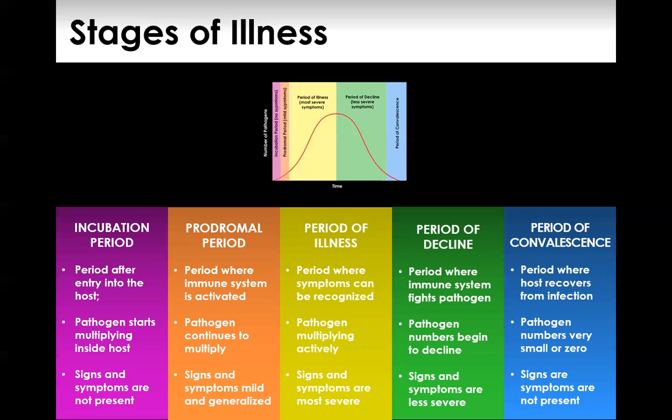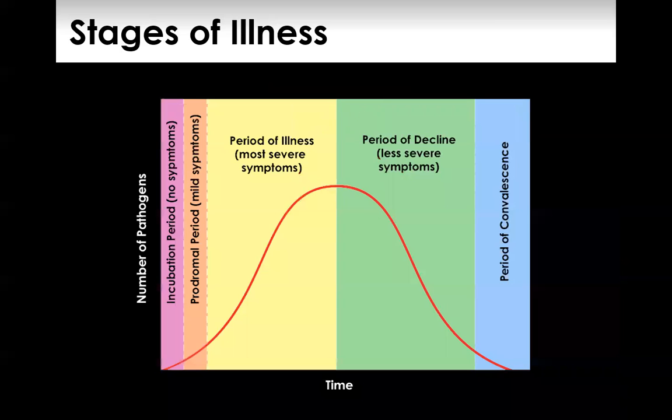Now, during the period of convalescence, this is when the host, our patient, has recovered from the infection. So the pathogen is almost eliminated from the body, and the patient's like, okay, I feel like 98, 99%. Okay, so those are the stages of illness. And as you think critically, I want you to think about, okay, what is my role as the nurse if my patient is in each of these particular phases?